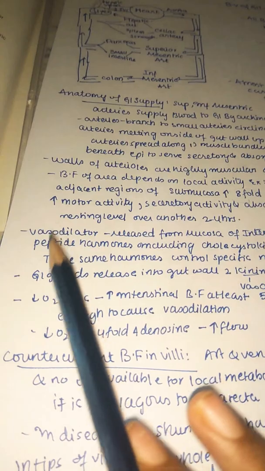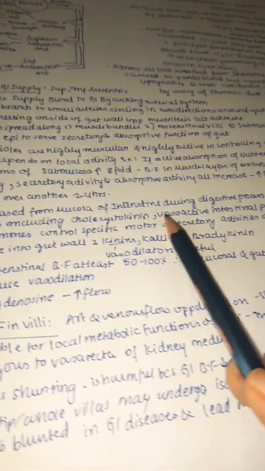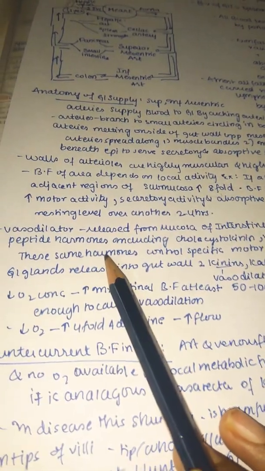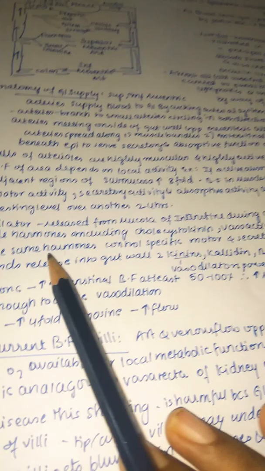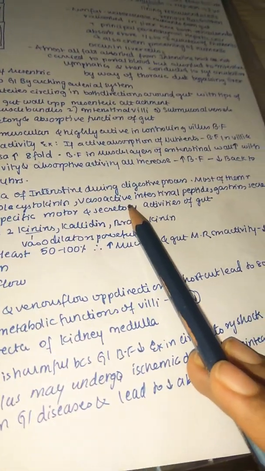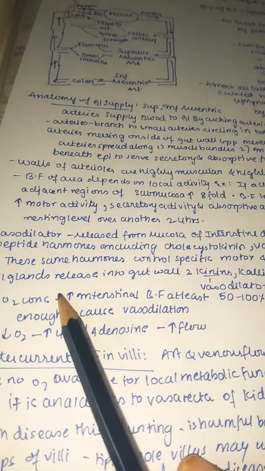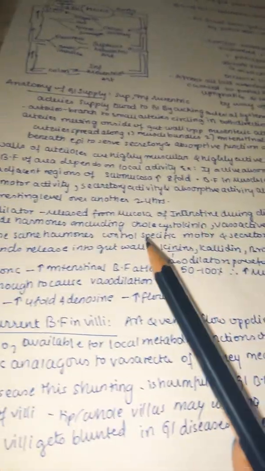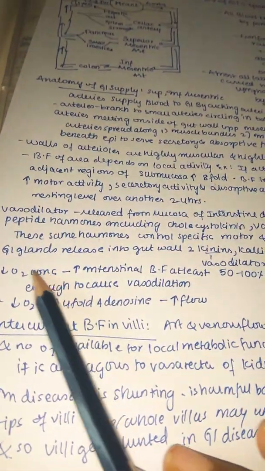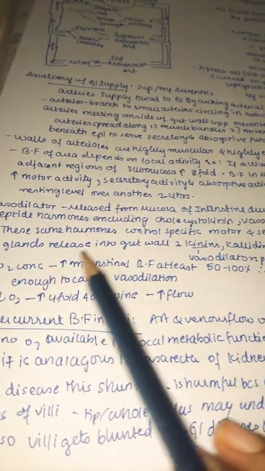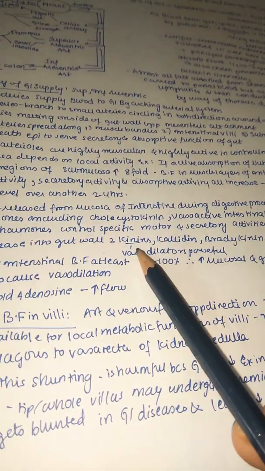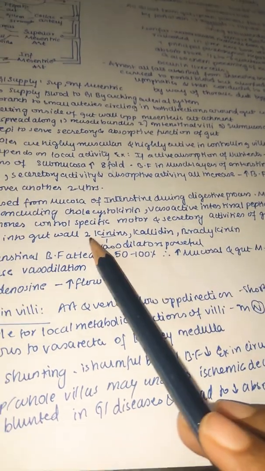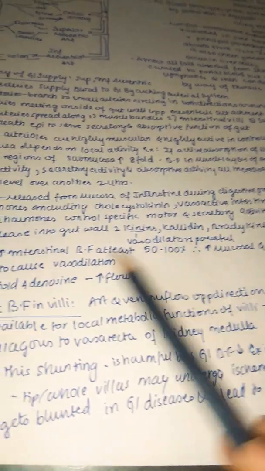So vasodilators are released from the mucosa of the intestine mainly during the digestive process, and most of them are peptide hormones. So remember, most of the vasodilators are peptide hormones, including cholecystokinin, vasoactive intestinal peptide, gastrin, and secretin. These same hormones control the specific motor and secretory activities of the gut, we know this, but they also control the blood flow of the gut mainly by vasodilation. The GI glands also release into the gut wall mainly two kinins, kallidin and bradykinin. These kinins are also powerful vasodilators.